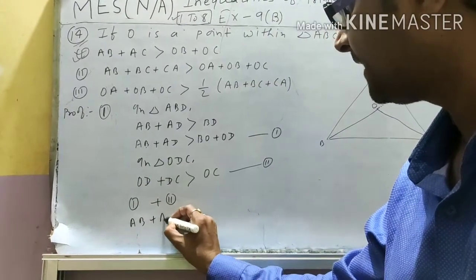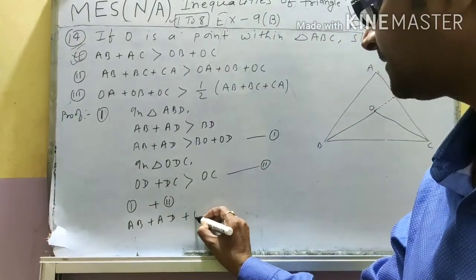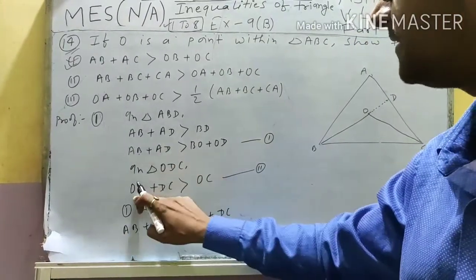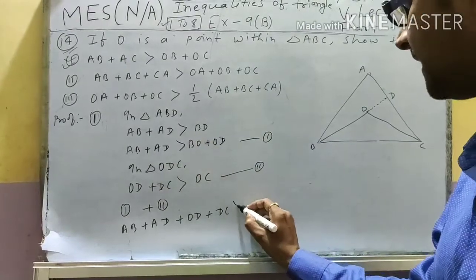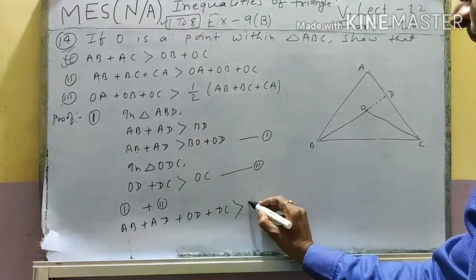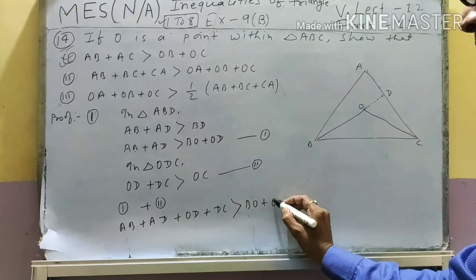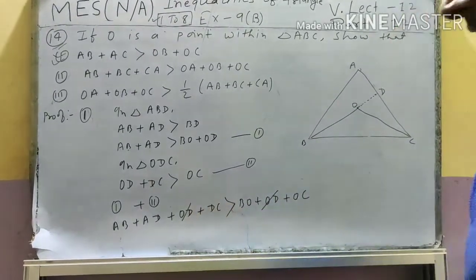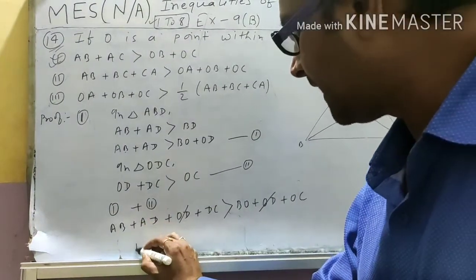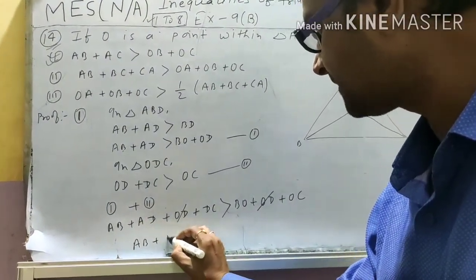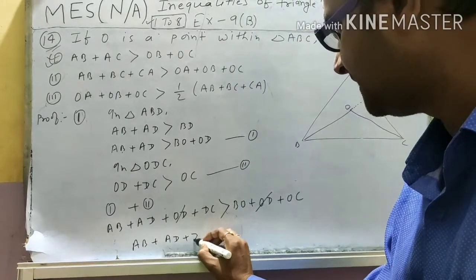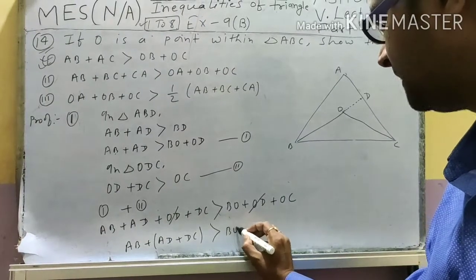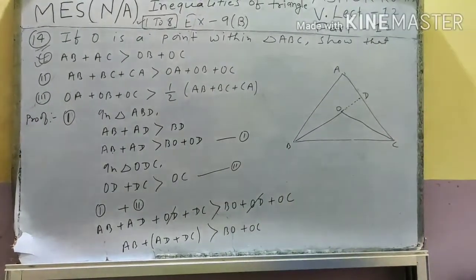AB plus AD plus OD plus DC, that means these two and these two, adding here, the sign is the same, so greater than BO plus OD plus OC. Here student, OD and OD cancel, I can see. So AB plus AD plus DC, make the bracket here, is greater than BO plus OC.